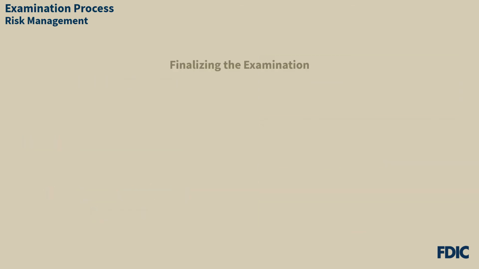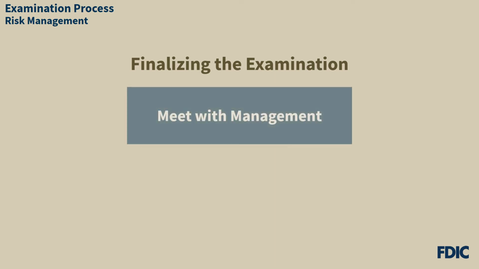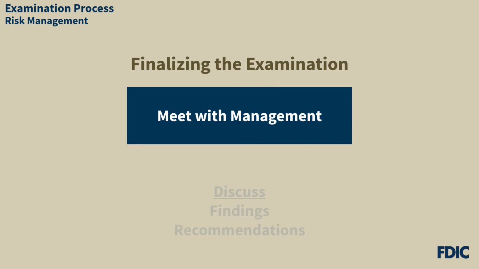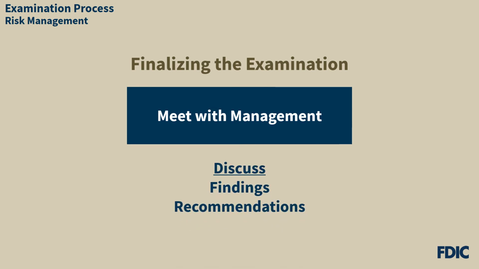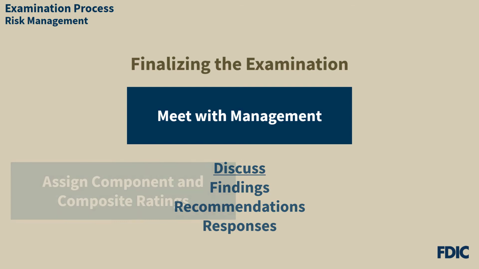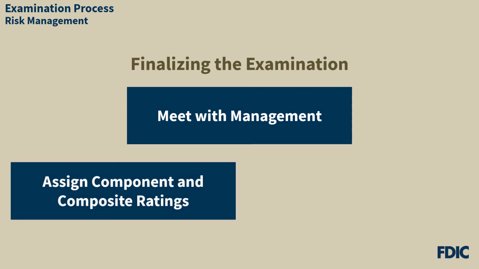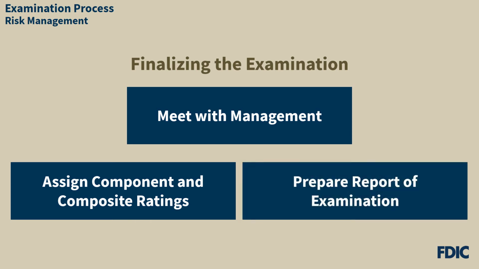Once the review of the various component areas is complete, we then begin finalizing the examination. We meet with bank management in order to talk about preliminary examination findings and recommendations. We also request management's responses to those findings and recommendations. From there, we finalize findings, assign examination ratings, and prepare the report of examination for presentation to the bank after regional office review and approval.